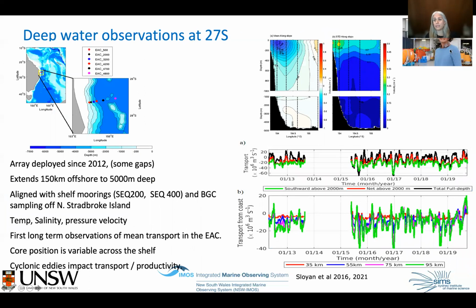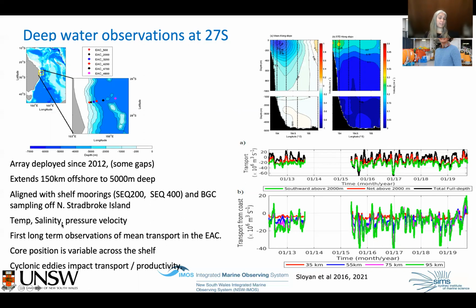These are led by Bernadette Sloyan, who you can see up here in the corner. She's been responsible for this transport array at 27 South, which is where the EAC jet is thought to be most coherent. It's been deployed since 2012. You can see the time series of transport here. And you can see there was a significant gap due to funding issues, and it has continued since that time, since 2015. And we're working towards a 10-year time series at the moment.